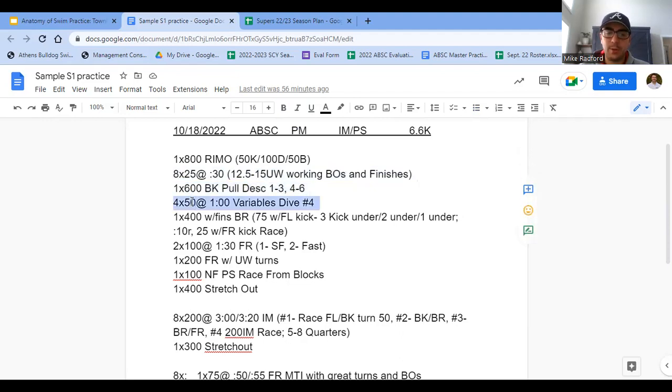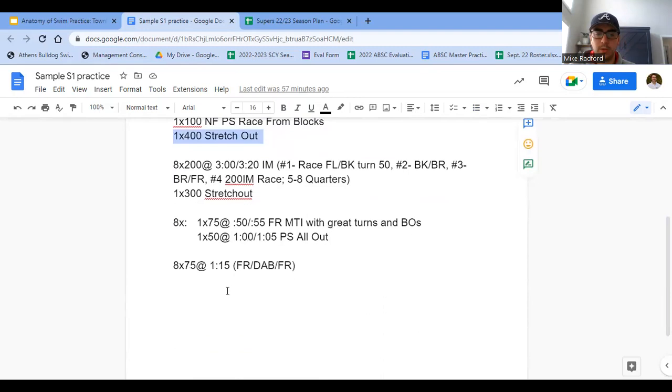After that, they're doing sort of their warm-up set, which is variables. That's where they do like half fast, half easy. It's basically a preset or a warm-up set. From there, they're going a 400 with fins, doing some breast and fly and underwater dolphin kicking. They're going a couple hundreds free. They're going a 200 free with underwaters. They're doing some more race pace stuff, and then they're doing a 400 stretch out, a long, smooth swim.